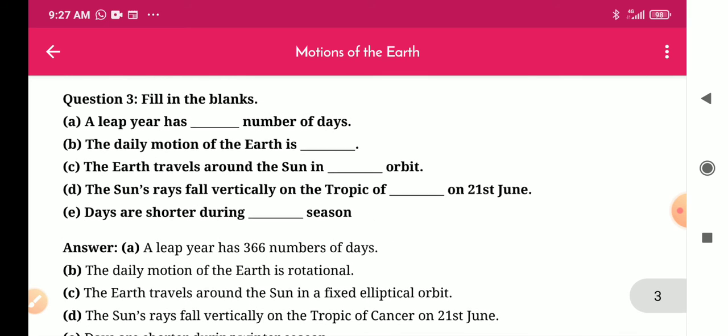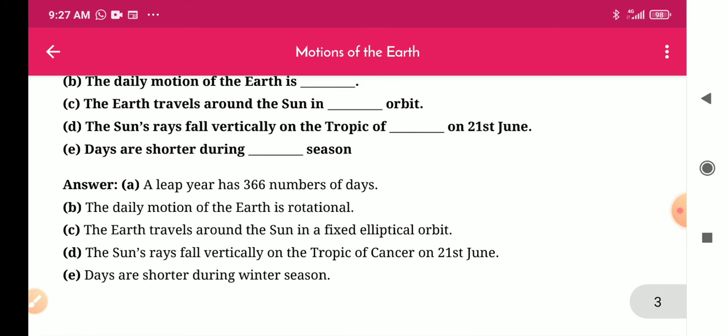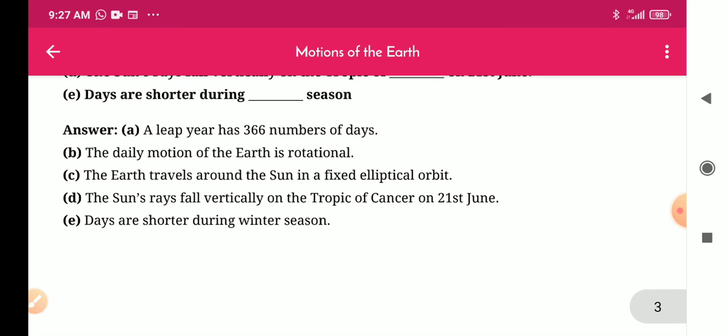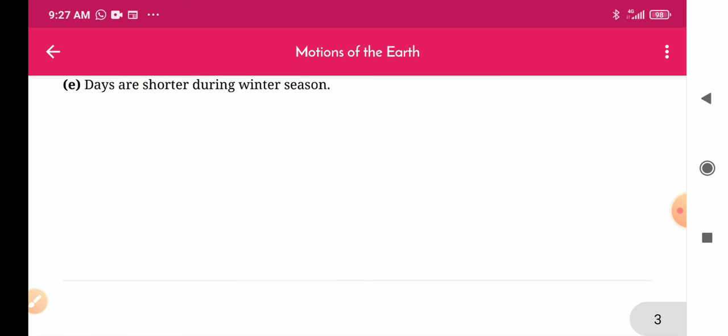Question number 3. Fill in the blanks. A. A leap year has 366 number of days. Answer is 366. B. The daily motion of the Earth is rotational. Answer is rotational. C. The Earth travels around the Sun in a fixed elliptical orbit. Answer is elliptical. D. The Sun's rays fall vertically on the Tropic of Cancer on 21st June. Answer is Cancer. E. Days are shorter during the winter season. Answer is winter.